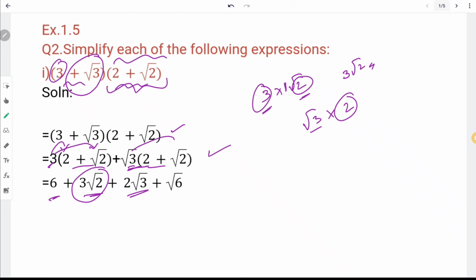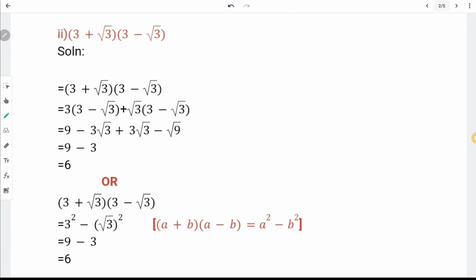But next, when I multiply this 2, it is root 3 into root 2. Inside, right? So we can multiply these 2. So we're going to get here root 6. Let's go to the next. Once again, the same thing. This 3 will multiply both of them, and once again this root 3 will multiply both of them. Okay, you can already see from here.